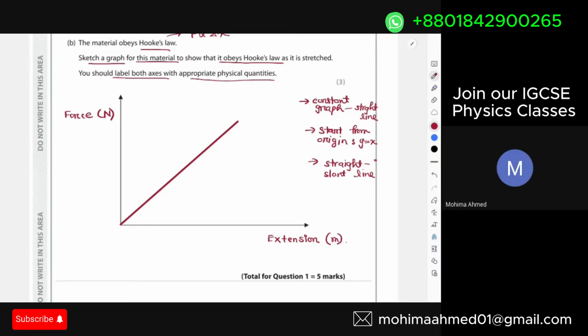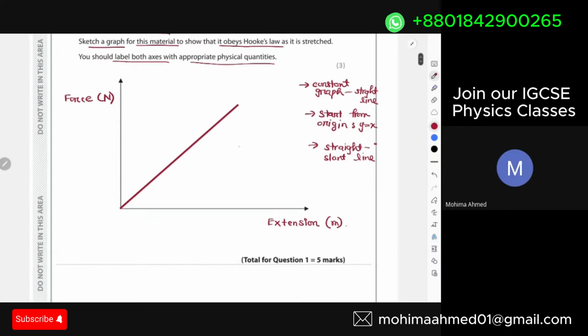No. I was asking about the relationship graphs. Like this type of graph is for a constant, directly proportional relationship, right? This is one relationship. What are the other two types of relationship graphs?